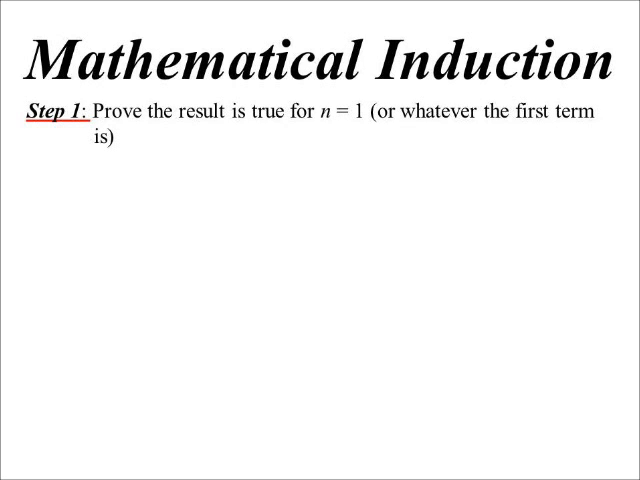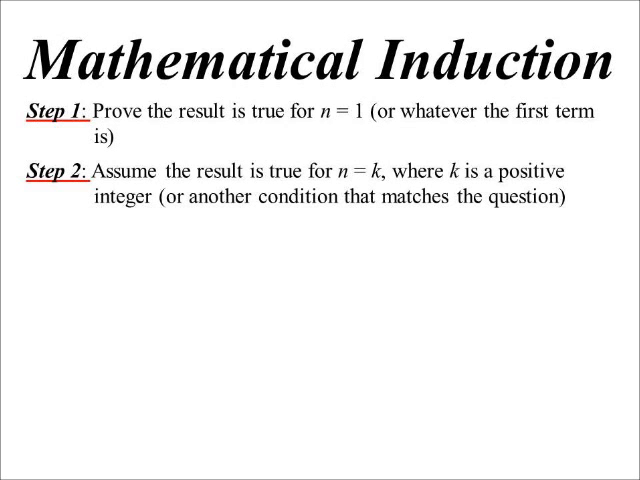So, mathematical induction. I say the first step is always to prove it true for the first case. In the vast majority of cases, that'll simply be n equals 1. But just watch out, because sometimes it's not. Sometimes they might say prove true for even numbers, so the first case would be n equals 2 and so on.